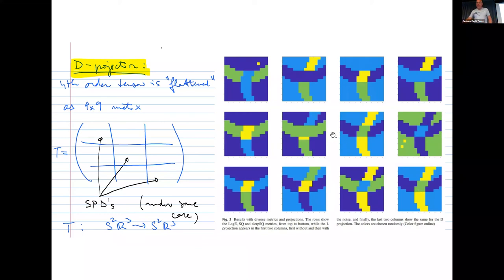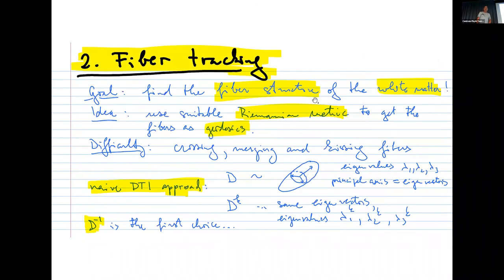So I'm running a little bit out of my time, but I do not have many slides left. I will just touch the other task I referred to, and that's the fiber tracking, right? So you want to track the fibers in the white matter.